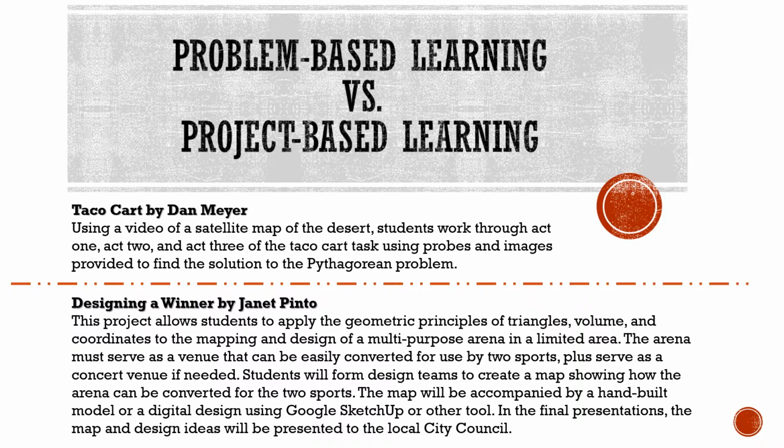Students will form design teams to create a map showing how the arena can be converted for the two sports, and the map will be accompanied by a hand-built model or a digital design using Google SketchUp or other tool. In the final presentations, the map and design ideas will be presented to the local city council.